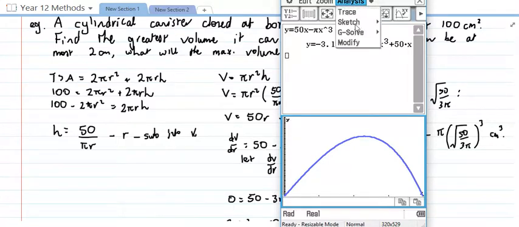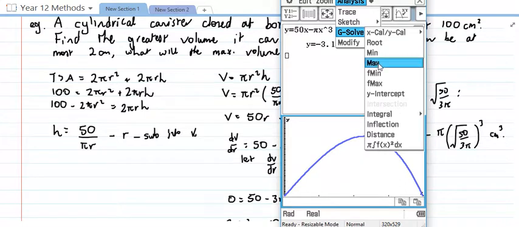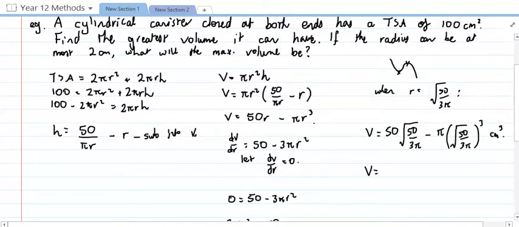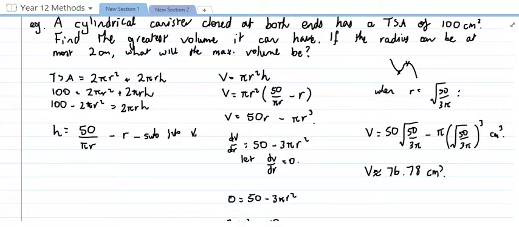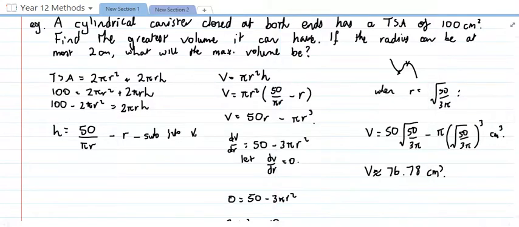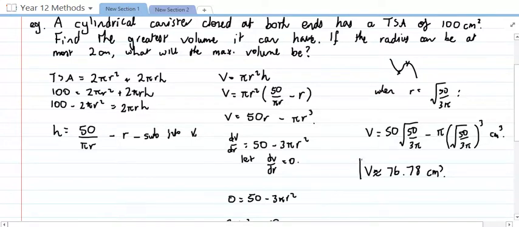So I'm going to just go analysis, gsolve, and max. And that gives us the x coordinate, that's the radius, of 2.3, and the y coordinate, which is the volume, of 76.78. So let's just say that's approximately equal to 76.78 cubic centimeters. Yep, looks good. So that's really our answer there, isn't it?